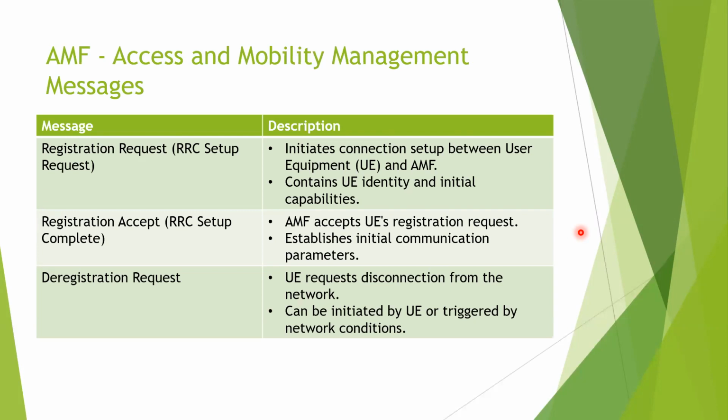So when we look at the AMF messages, some may include the registration request, which initiates the connection between the UE and the AMF, and contains the UE identity and capabilities. Then you would get an accept message, which accepts the UE registration request and establishes the communication parameters. Then you would get a deregistration request, where the UE requests to disconnect from the network, and it can be initiated by the UE or by network conditions.